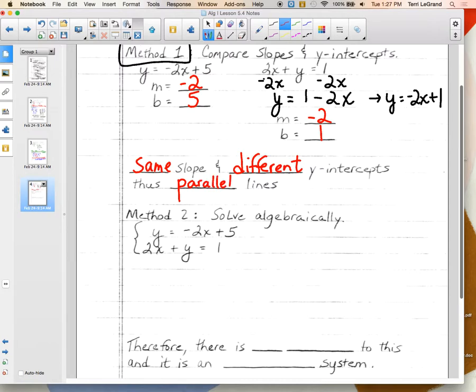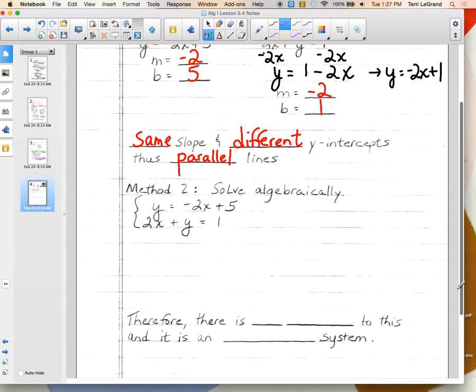Which we also studied back in chapter 4. Well, if they're parallel lines, what does that tell us about the solution? No solution. No solution means what kind of system? Inconsistent. And when it's an inconsistent system, does it have a middle name? No.